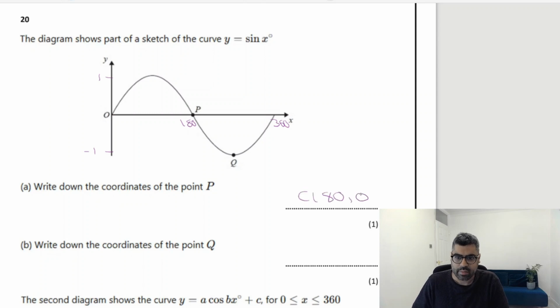And then for the point Q, which is here, well, it's halfway between 180 and 360. So half of 180 is 90. Adding that onto 180 gives us 270. So our coordinate is going to be 270 for the x, and then our y is minus 1.